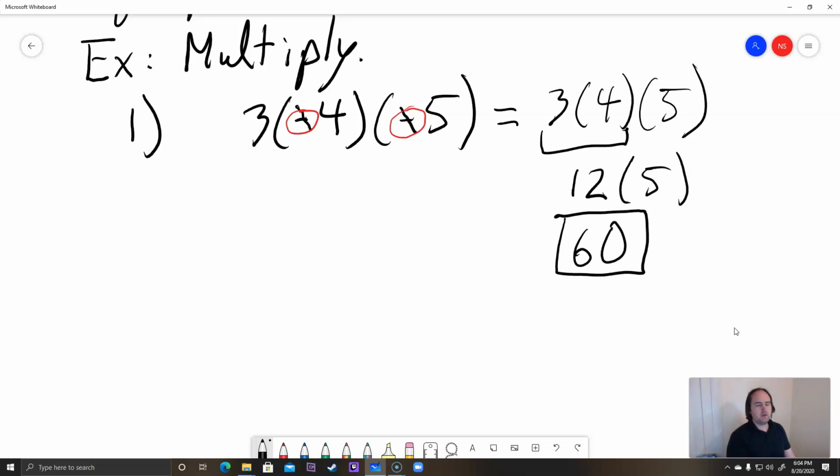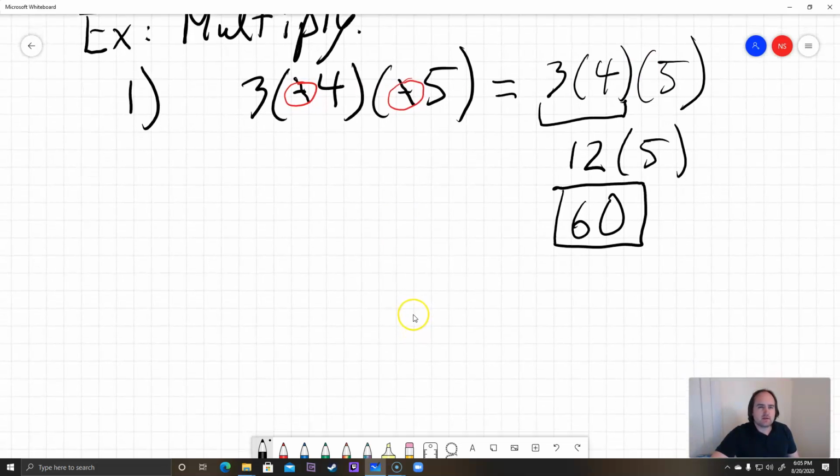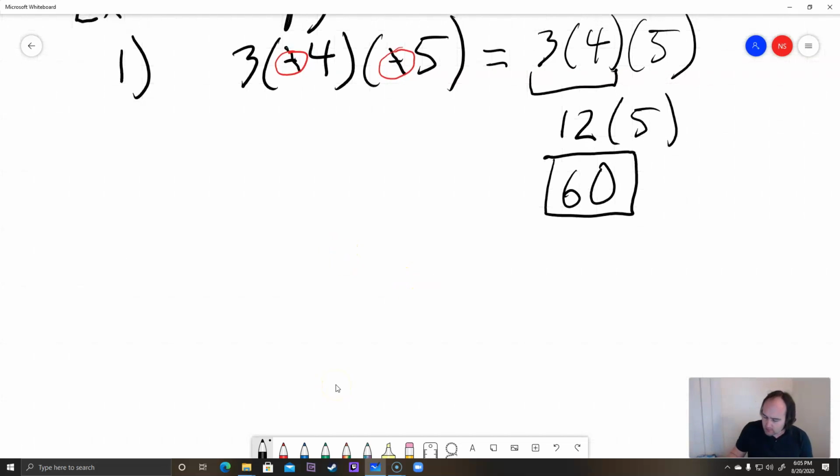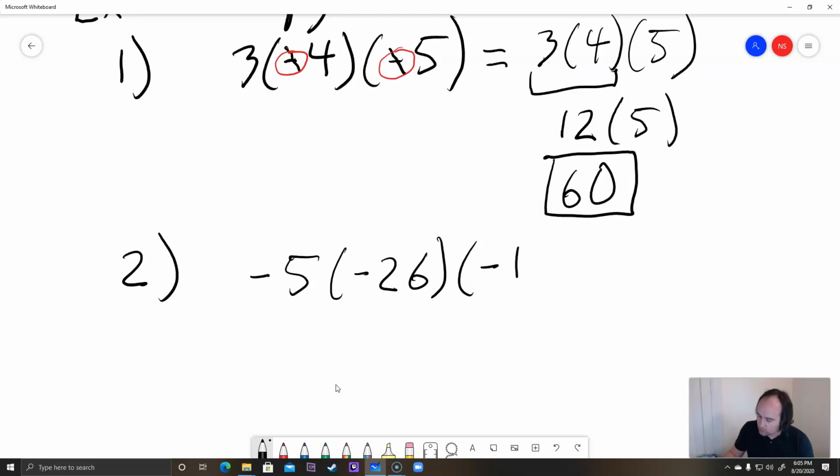Okay? So remember, when you're multiplying or dividing, minuses cancel in groups of 2. And obviously you can have more minuses or fewer minuses than the number of minuses we had here. So let's go on to problem number 2, example number 2. For this one, we're going to have negative 5 times negative 26 times negative 1. Okay, so negative 5 times negative 26 times negative 1.